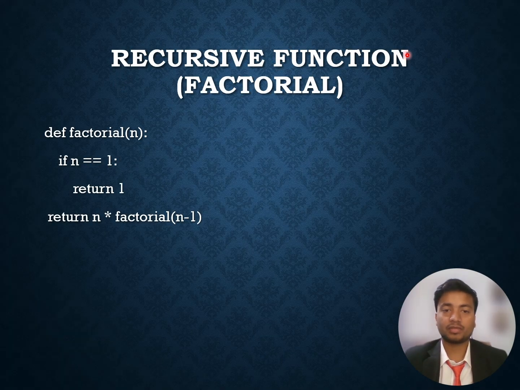Let us take one example of a recursive function, for example factorial. Here we define factorial and give the parameter n. If n double equal to 1 colon return 1, otherwise return n times factorial of n minus 1 in brackets. Here we give the factorial number, and we go to the next slide.